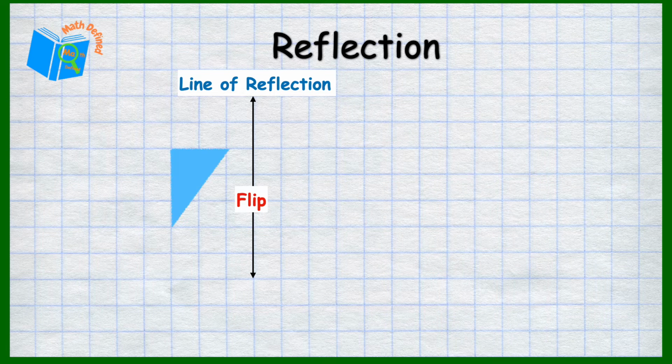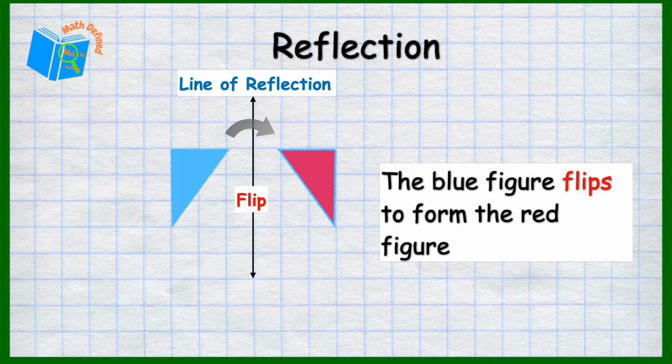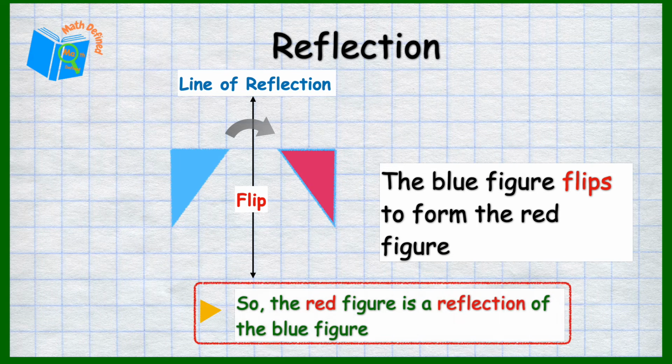For example, if you reflect a triangle over the y-axis, the new triangle will be a mirror image of the original triangle, but it will be flipped over. And we can see that the blue triangle figure flipped to form the red one. So we say that the red figure is a reflection of the blue figure.